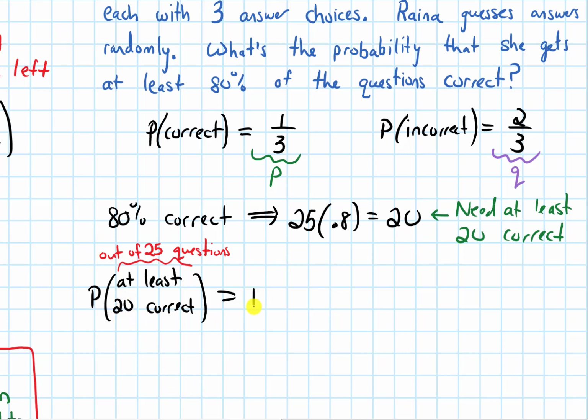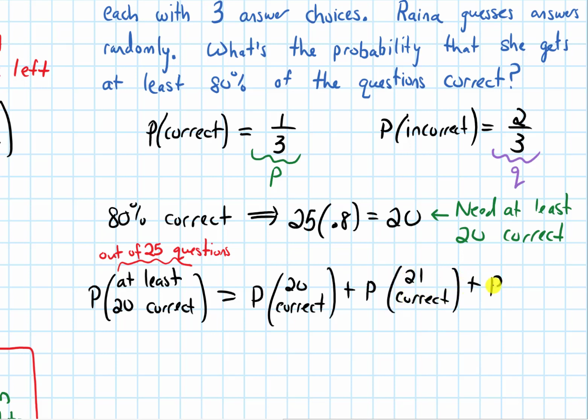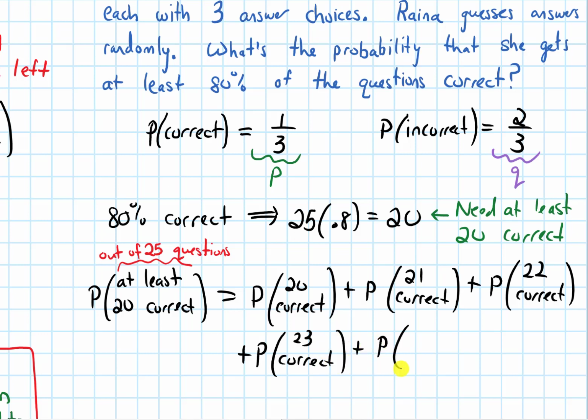So we would need to find the probability that she gets 20 correct, and then add that to the probability that she gets 21 correct, and then add that to the probability of getting 22 correct. And hopefully you see where this is going. We got to keep adding these cases. So probability of 23 correct, until I finally get to the probability of 25 correct. So probability of 24 correct. And then finally, probability of all 25 correct.